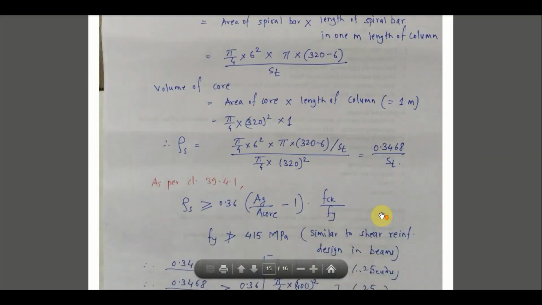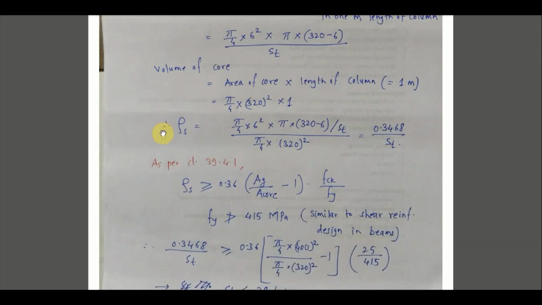सो पुट ऑल द वैल्यूज हियर, विल गेट दिस। और कोड ने ये जो रो एस हम लोग बता रहे हैं, इसके लिए कुछ फॉर्मूला दिया हुआ है। सो 0.36, दिस शुड बी मोर देन 0.36 AG अपॉन A कोर माइनस 1 FCK अपॉन FY। एंड हियर जैसा कि शेयर में हमने देखा था, द वैल्यू ऑफ FY शुड नॉट बी मोर देन 415 MPa, similar to what we have seen in shear reinforcement design in beams. अगर 500 MPa का भी स्टील है तो यहाँ पे, सिर्फ यहाँ पे FY की वैल्यू 415 है। वर्टिकल रिइंफोर्समेंट कैलकुलेट करते टाइम whatever FY is given that you have to use, but here not more than 415.